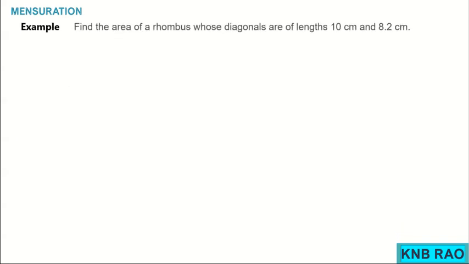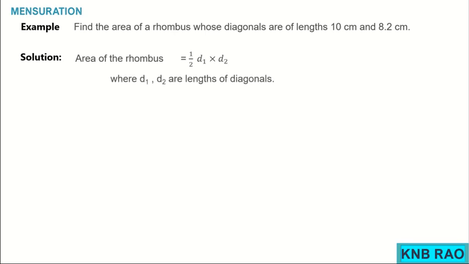Find the area of a rhombus whose diagonals are 10 centimeter and 8.2 centimeter. Here the solution is: diagonal 1 is 10 centimeter, diagonal 2 is 8.2 centimeter. So, the area of a rhombus is half d1 into d2, where d1 and d2 are the lengths of the diagonals. So, here half into 10 into 8.2 gives 41 centimeter square, which is the area of this rhombus.